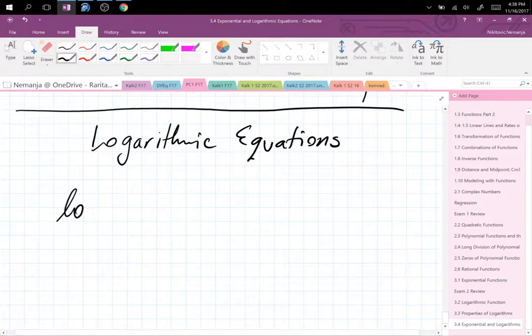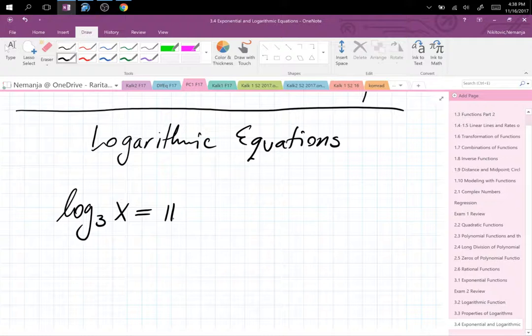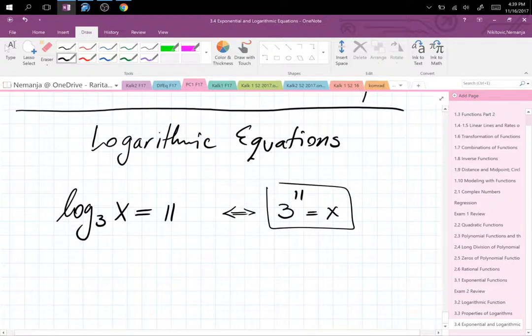So how about log base 3 of x is equal to 11? There's nothing we can do here other than conversion. Base is 3, exponent is 11, and we have x. Now 3 to the 11 is going to be a huge number, so we're just going to leave it like that. But that's the solution. These problems are very quick when they don't have any extra features.